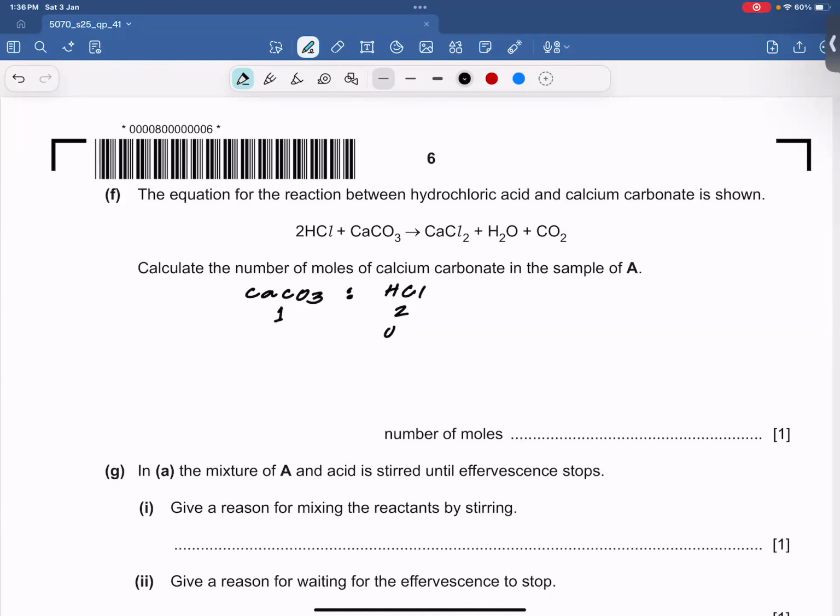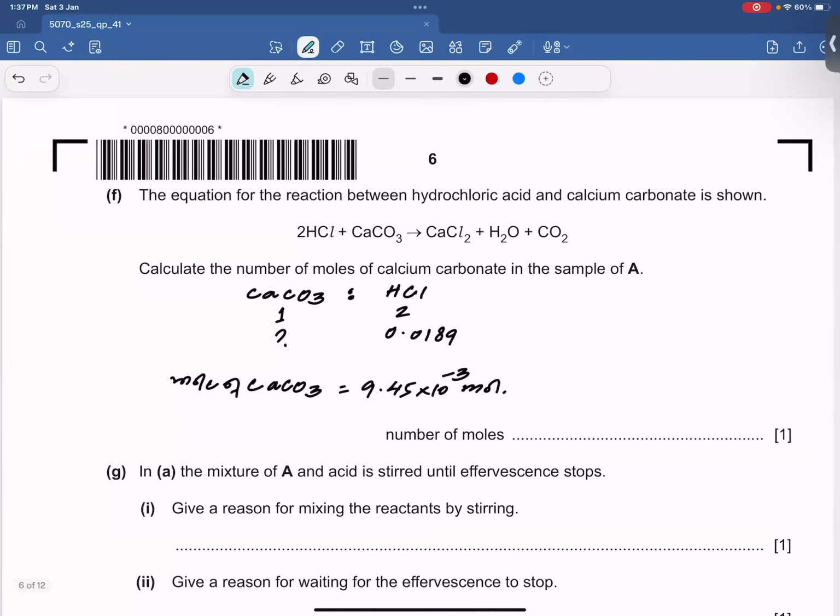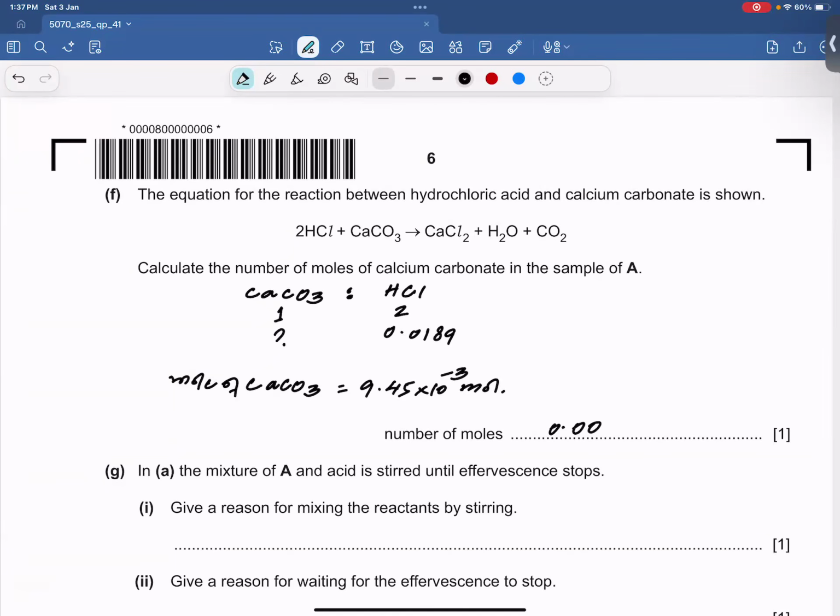When we have 0.0189, the moles of calcium carbonate would be 0.0189 divided by 2, and you will get 9.45 × 10^-3 moles. So it has to be written like this: 0.00945 moles.